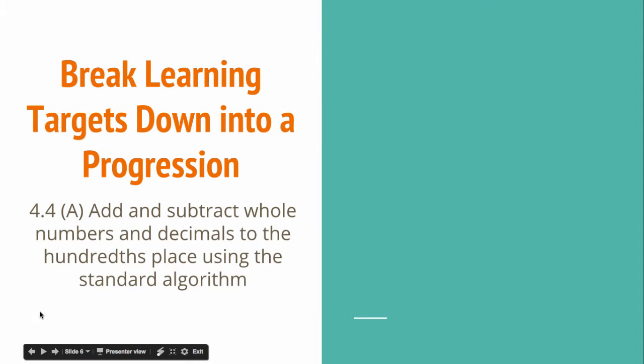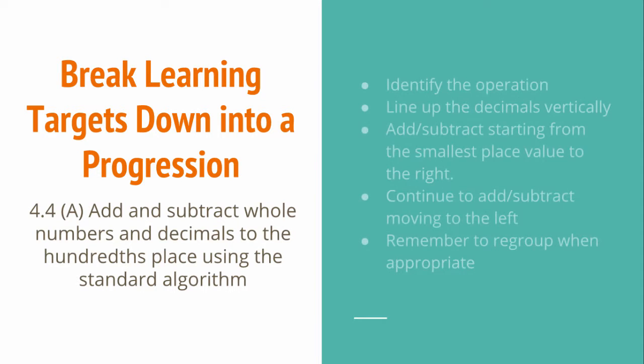So in this particular example, add and subtract whole numbers and decimals to the hundredths place using the standard algorithm. That's a really in-depth and really complex learning objective. So what we can do is break that down into parts. To do that, first we need to identify the operation, line up the decimals vertically, and again, I'm not a math person, so forgive me if I'm missing something.